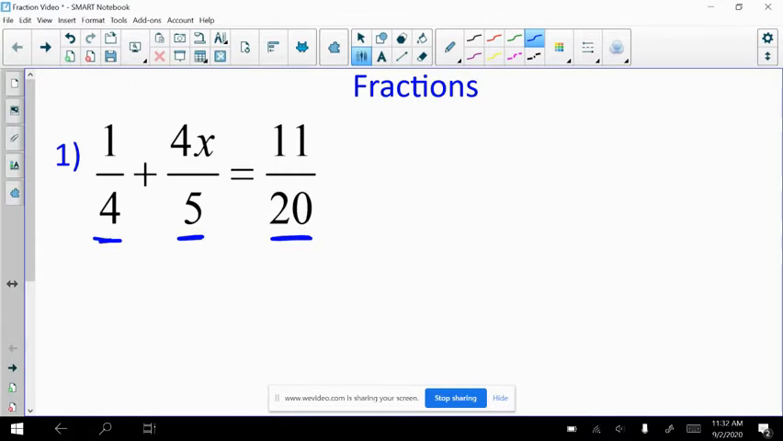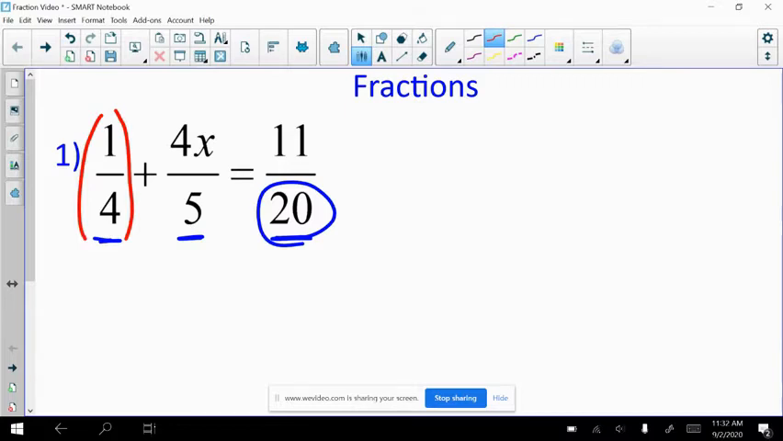So if you think about what would be a common denominator, how could I turn a 4, 5, and 20 all into the same number? I would want them all to be a 20. Okay, so now that I figured that out, I'm going to multiply this first fraction, which is 1/4.